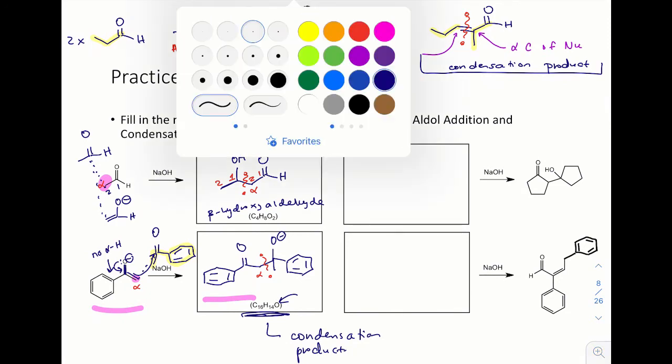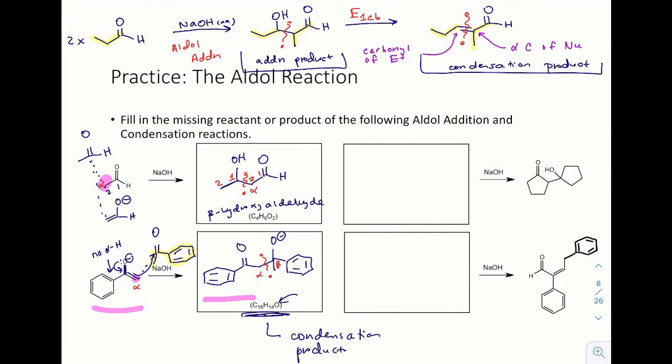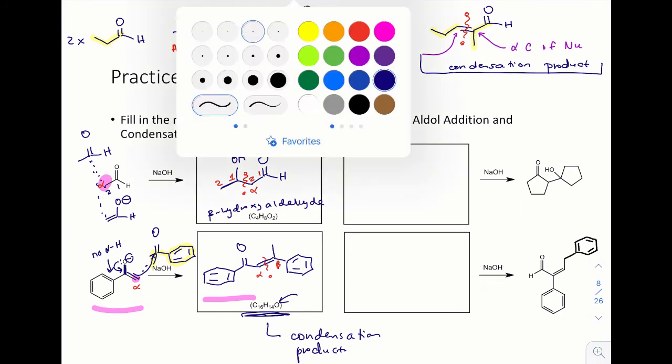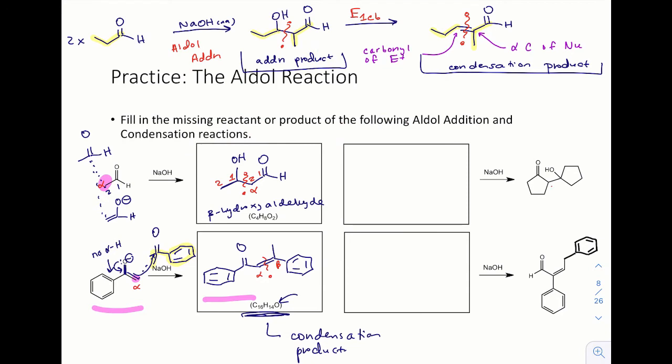So now we're going to just imagine dehydrating between the alpha and the beta carbons. So I'm going to go ahead and do that. Put in the alpha beta unsaturated ketone, the condensation product. Excellent. Now let's try to predict the reactants problems. These might actually be a bit easier.